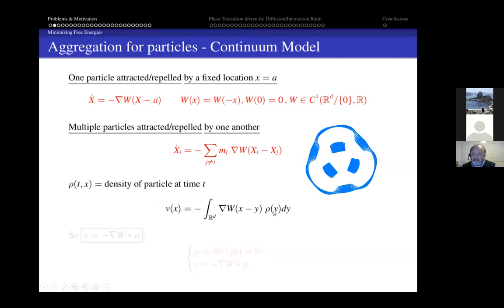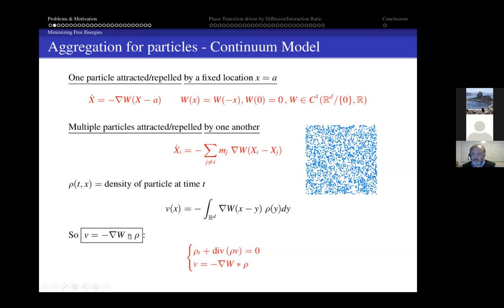Of course, you integrate to have the whole total force acting at position x, and this is what you define as the velocity field. So in other words, the velocity field is minus gradient W convolution with the density rho, and then you would expect an equation of that form. So a kind of continuity equation where the velocity field is given by minus gradient of the potential convolved with the density.